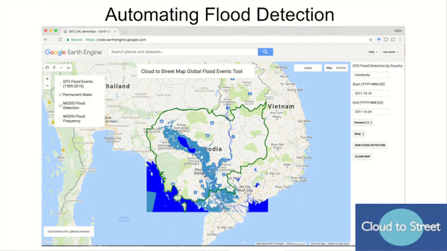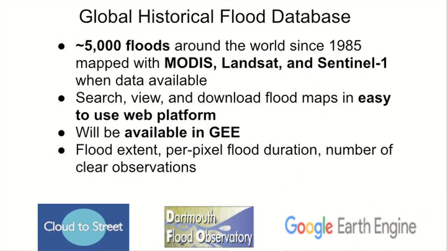And along the way, I created this little flood mapping app that you can just type in a country and a date range, and it'll create a flood map for you. So in the end, this database is going to have about 5,000 flood maps with these 3 satellites. We'll have a website where you can easily view and download and compare it with other information, such as from the JRC permanent water and seasonal water bodies, to see how extreme a particular event was compared to normal seasonal flooding. This data set will also be available in Earth Engine.